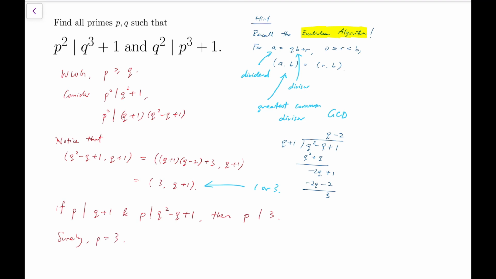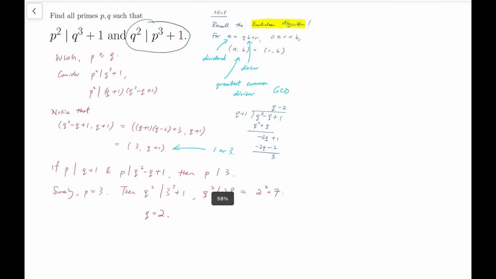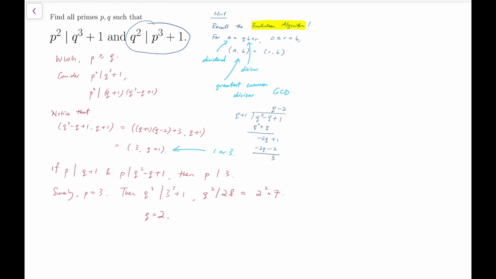Now, given this information, we can say that q squared divides 3 cubed plus 1, putting back into the other expression. So that means q squared divides 28, and we know that 28 is equal to 2 squared times 7. So the only possibility for that to happen is that q equals 2. So we've obtained some solutions.